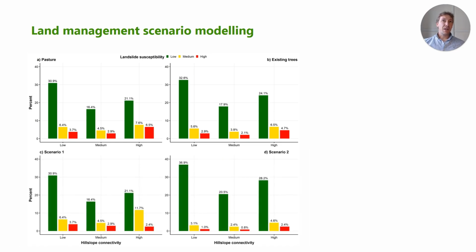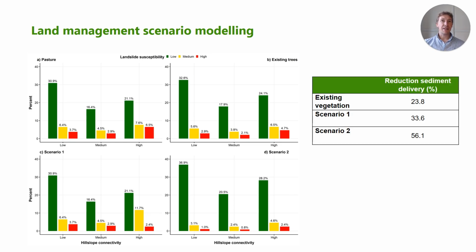Now the 2 graphs below show the aggregated results for the targeted mitigation planting and planting across the entire farm. The targeted mitigation of highly susceptible and connected land has potential to reduce sediment delivery by 34%, shown in this table, compared with the pasture baseline scenario, and the maximum reduction in sediment delivery using that 15 metre spacing is 56%.